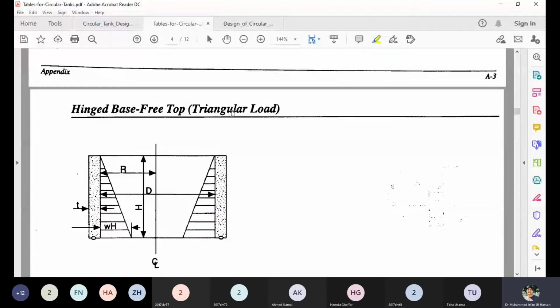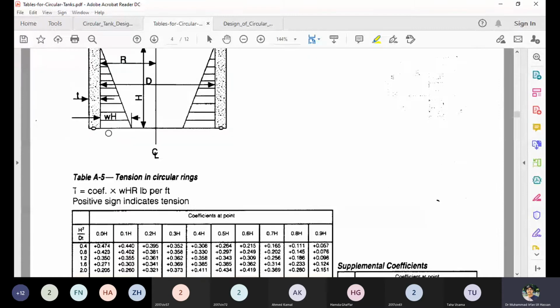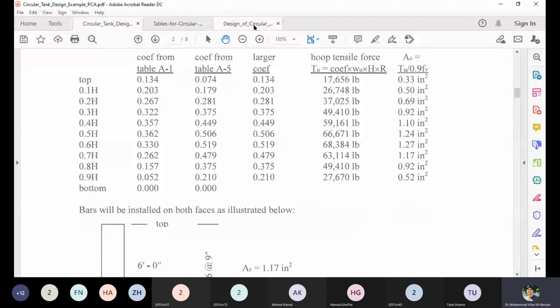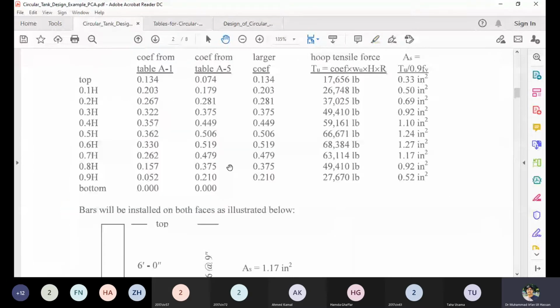So next, you will again compute this hoop tension for the second case, and that case is bottom hinged. Again, you have to compute this for this case also. So now again see the coefficients from table A5. These table coefficients are 0.074, 0.449, 0.506. So put down all these coefficients here.